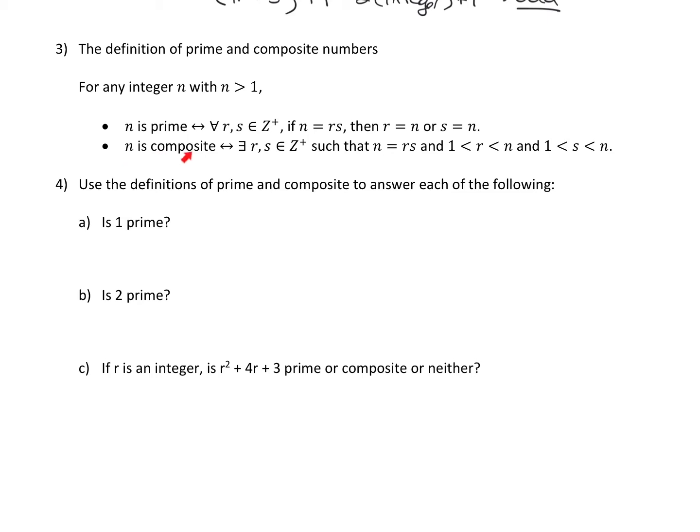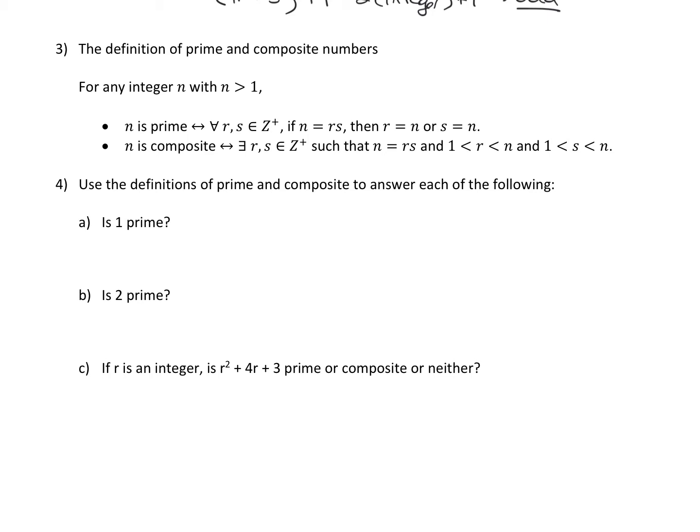And then n is composite is the negation of n is prime. It means n is composite if and only if there are integers r and s so that you can write n as r times s, but neither r nor s is equal to n, and neither r nor s is equal to 1. So using these definitions, let's try to answer each of the following.